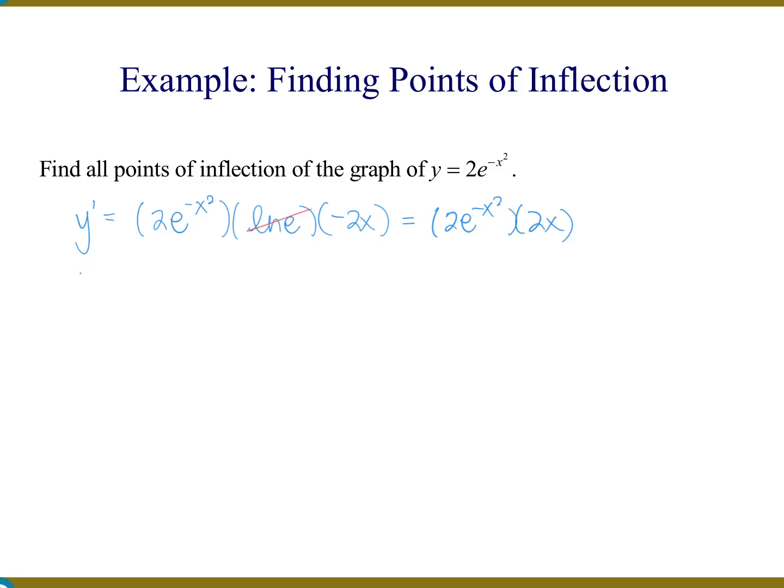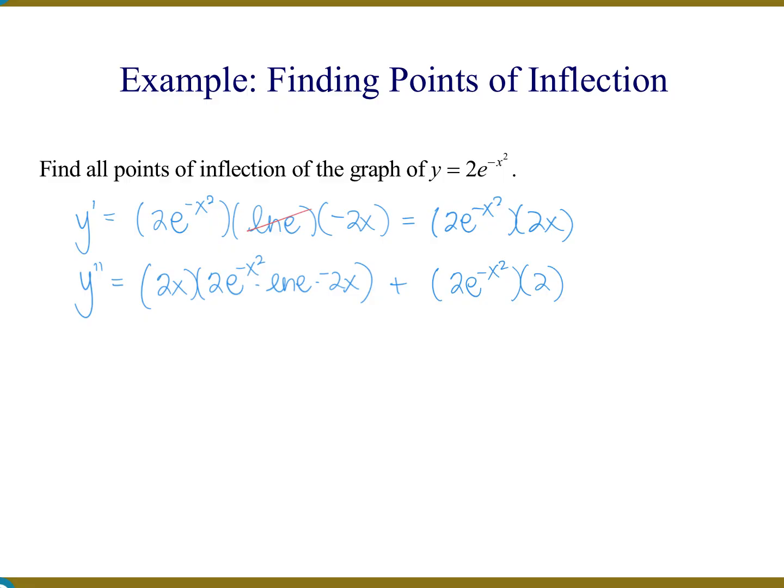Now I want to move on to the second derivative. The second derivative is going to need the product rule because I'm now multiplying 2 different types of equations together. I have 2x and I have the exponential piece. So the first part of my product rule will be 2x. The second part is going to be 2e to the negative x squared times linear times negative 2x. So that's the first part of my product rule. Plus 2e to the negative x squared, and then times the derivative of 2x, which is simply 2.